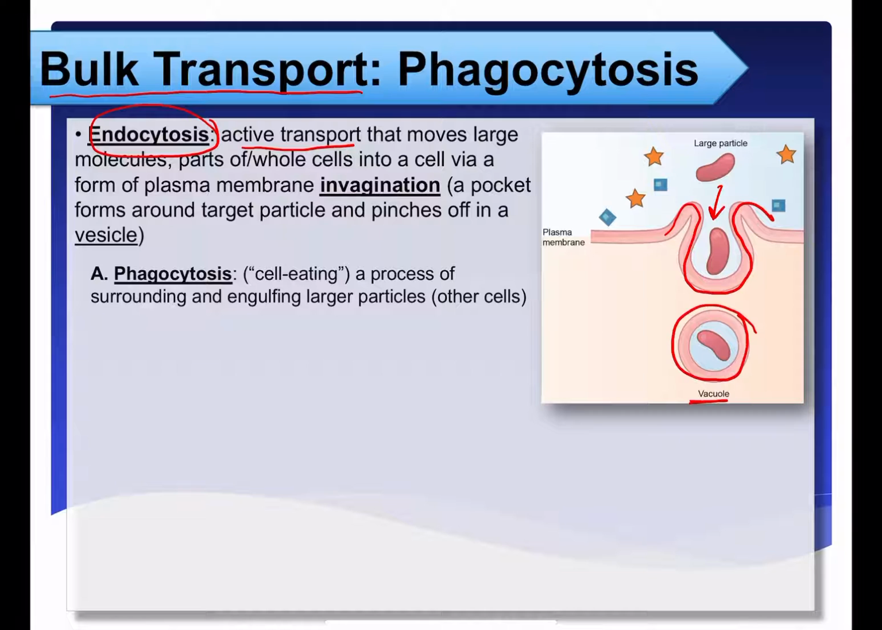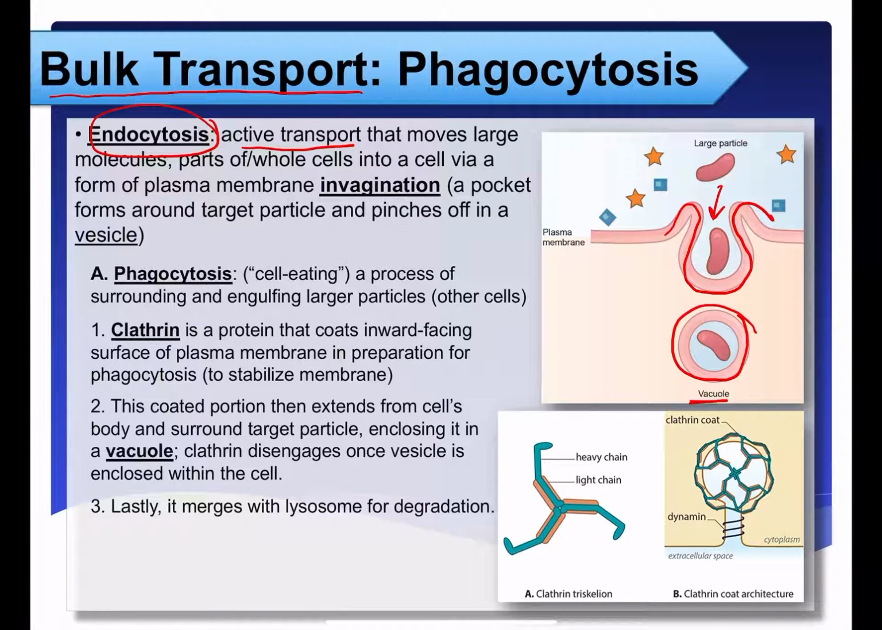The first type is called phagocytosis, which literally translates to cell eating, where the particle is engulfed directly into the cell. The formation of this invagination pocket is made possible by a protein called clathrin. Clathrin stabilizes this membrane so that this space stays open for it to become a vacuole. It will eventually be disengaged from this space once the vacuole is formed. Like I said, vesicle and vacuole mean the same thing. That vacuole will then be engulfed into the cell.